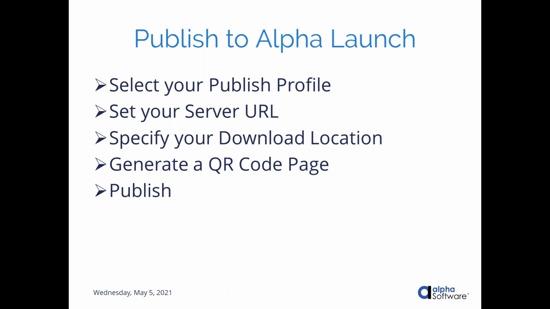But that's independent of your Alpha Anywhere application server that runs to handle all your AJAX callbacks and any server-side stuff that needs to work with your app. The other thing you want to look at is generating a QR code page, and this is just like a super convenient way to remember how to get your app installed on your device. And then once you've got all that set up, you actually publish it.